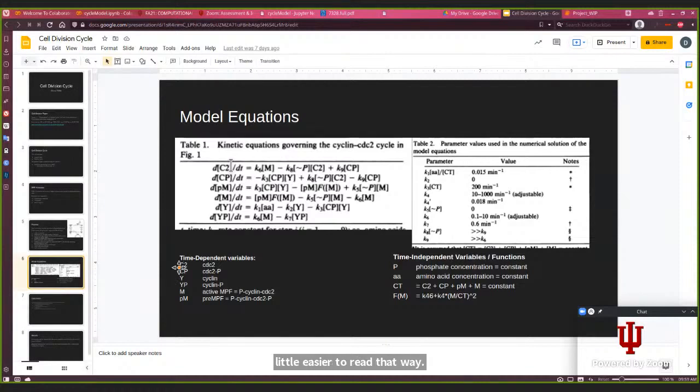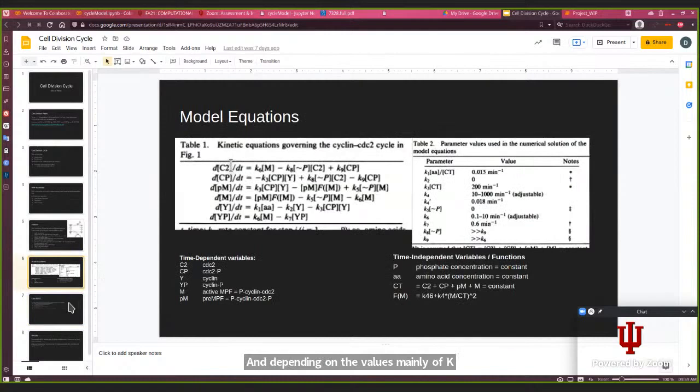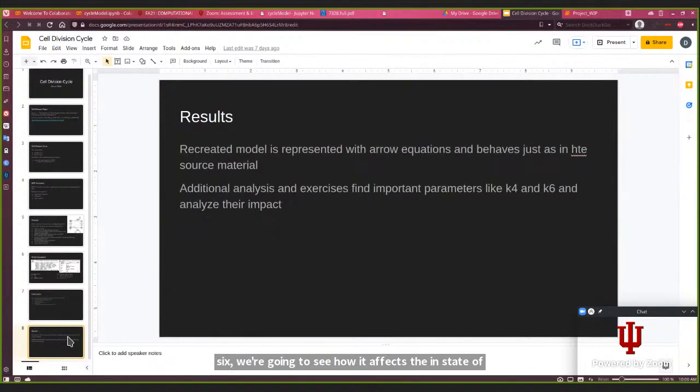But the important variables that we're going to graph are CDC2, CDC2 phosphorylated, and cyclin, and the different activated states of MPF. And we can also control some of these constants that are in these equations, specifically the ones that are adjustable. And then here's the three states. So there's a steady state, an oscillator, and an excitable switch. And depending on the values, mainly of K4 and K6, we're going to see how it affects the end state of the graph. So we'll go ahead and take a look at that.